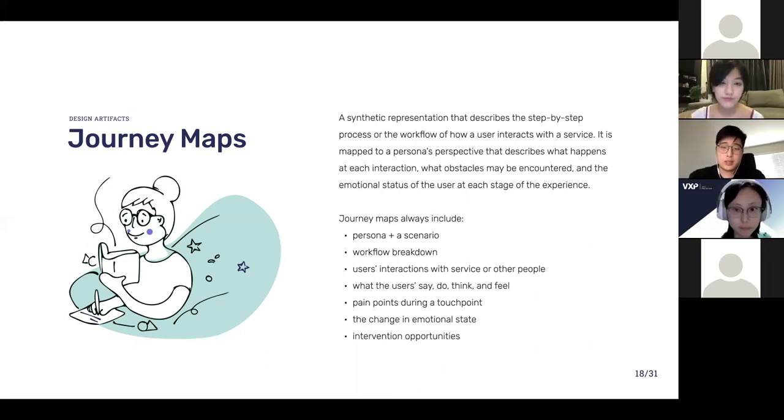Because this then provides us with the workflow that they take, broken down into visible chunks, so large pictures. And we use this to build the interaction that they have either with the service or with other people. And here is when we can start listing out what it is that they're saying, doing, thinking, and feeling, as well as what their challenges are and the emotional state throughout this entire process.